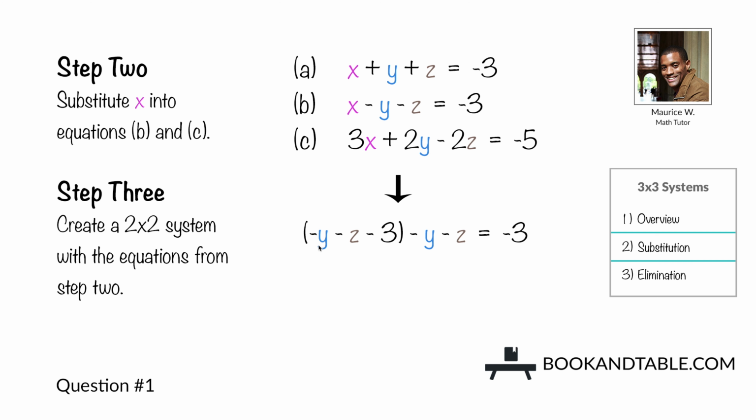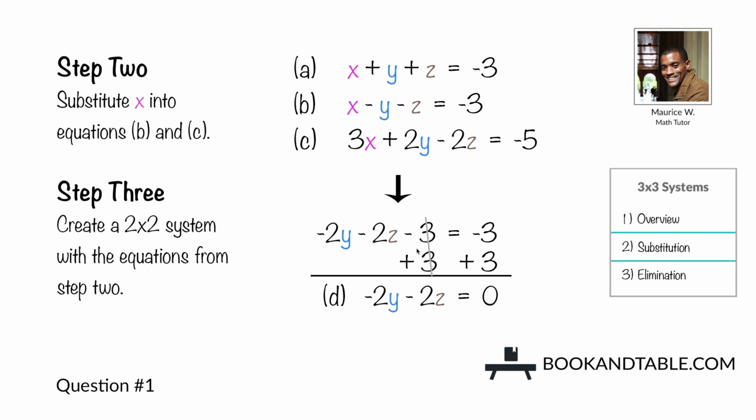That gives us negative y minus z minus 3 minus y minus z is equal to negative 3. So we can combine our like terms. Negative y minus y is negative 2y. Negative z minus z is negative 2z minus 3. And now we just want our y and z terms on the left side. So we'll add 3 to both sides, showing us negative 2y minus 2z is equal to negative 3 plus 3, which would be 0. So this is equation D. So we'll put that to the side.